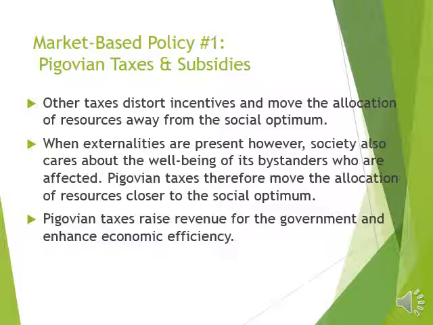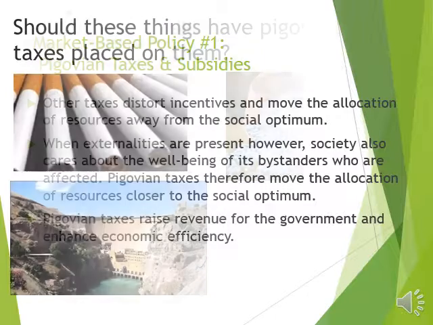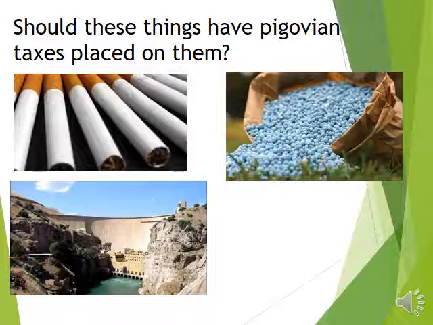And the other thing is a Pigovian tax will raise revenue for the government, and that revenue can then be used to fix the external cost as well. So we talked about the cost of health problems caused by the pollution of SO2 emissions. Well, that money could go towards government hospitals to treat people for SO2 related injuries. So there are certain things that could have Pigovian taxes placed on them.